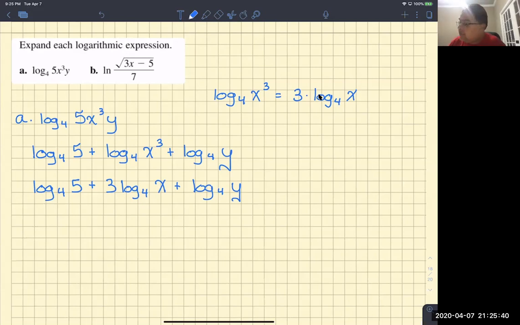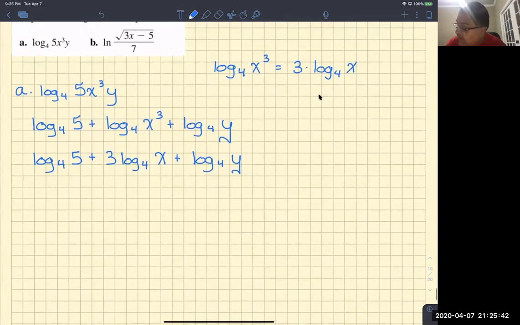Right, now let's look at the next example. The next example says I want to fully expand the natural log of the square root of 3x minus 5, over 7. Now, what I would recommend is that you pause the video and try to do it yourself, and then come back to see the solution, or how it worked out.